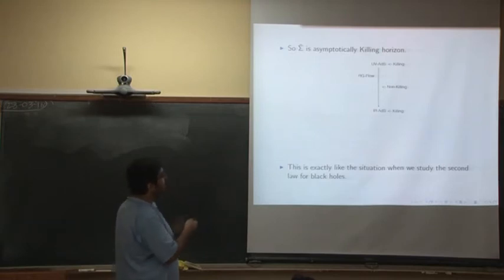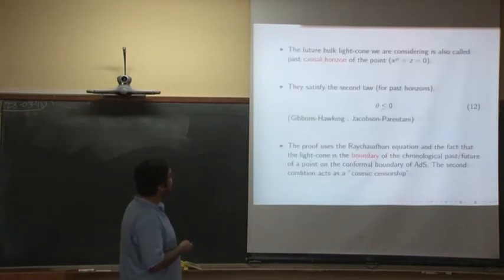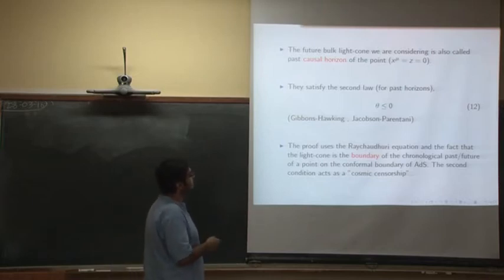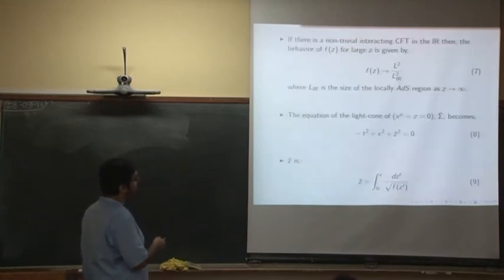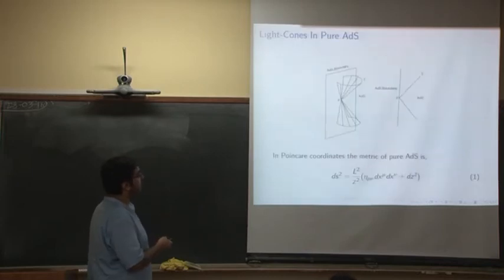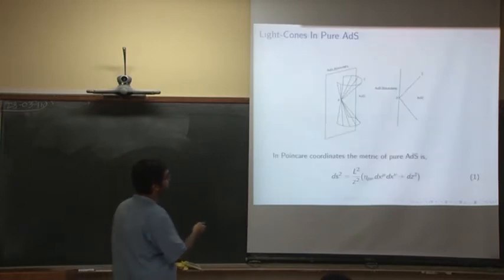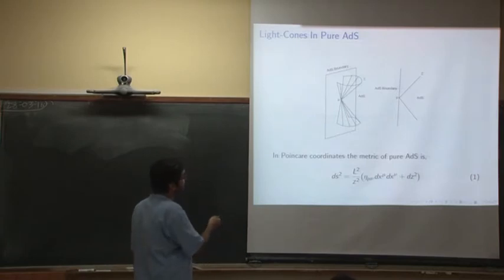Okay, so let's see what we get if we apply the same thing here. These are actually considered independently of black holes by these people, and they showed that if you look at, since I'm looking at the future light cone, the past causal horizon of this boundary point T.